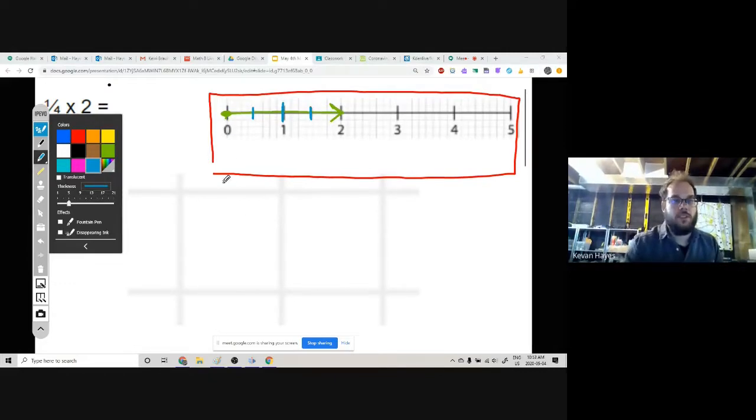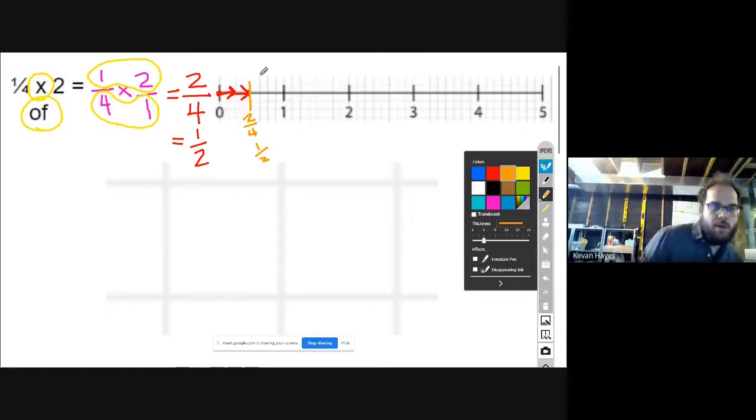The question is, what is 1/4 of that line? So 1/4 of that green line is right here. And where did that orange line end up? That 1/4. So this is 1/4 of 2. Where did it end up? It ended up right here at 1/2. Okay, so here's one way, 2 ways, and then we're going to look at a third way.